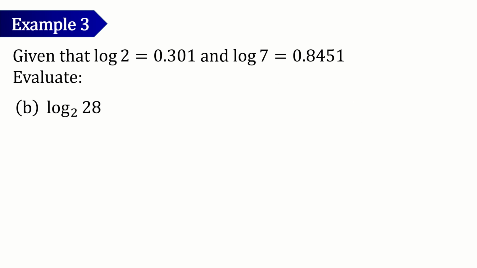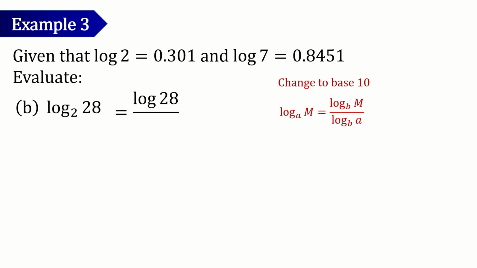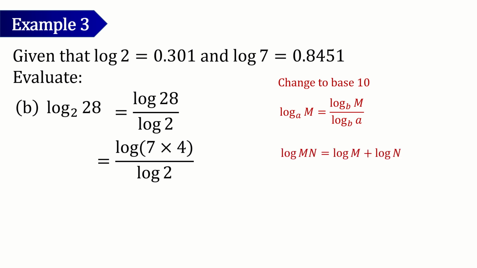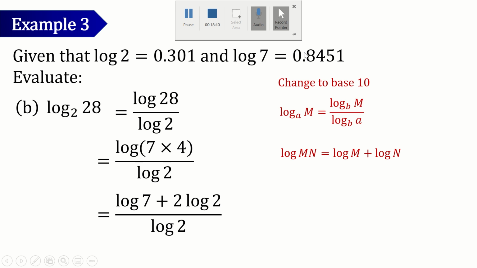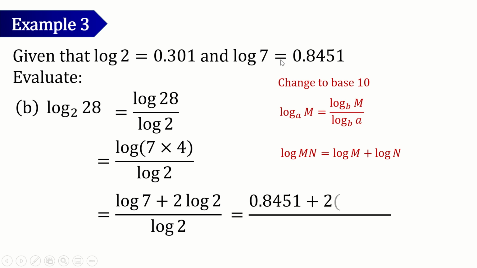The second example is log 28 base 2. Also the same, we need to change first to base 10. So this is equivalent to log 28 over log 2. 28 is 7 times 4, so we can use this rule to separate the two logarithms. It becomes log 7 plus log 4 over log 2. Log 4 is log 2 squared, so we can bring the power of 2 to the front. Then we can substitute the values for log 2 and log 7 and calculate. We get 4.8076.